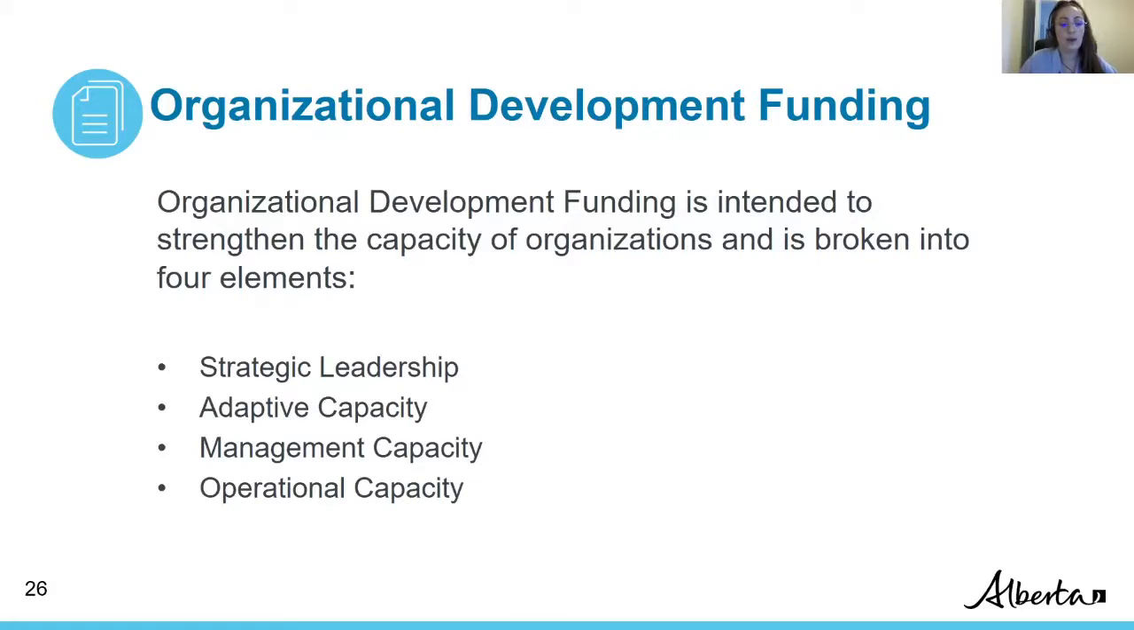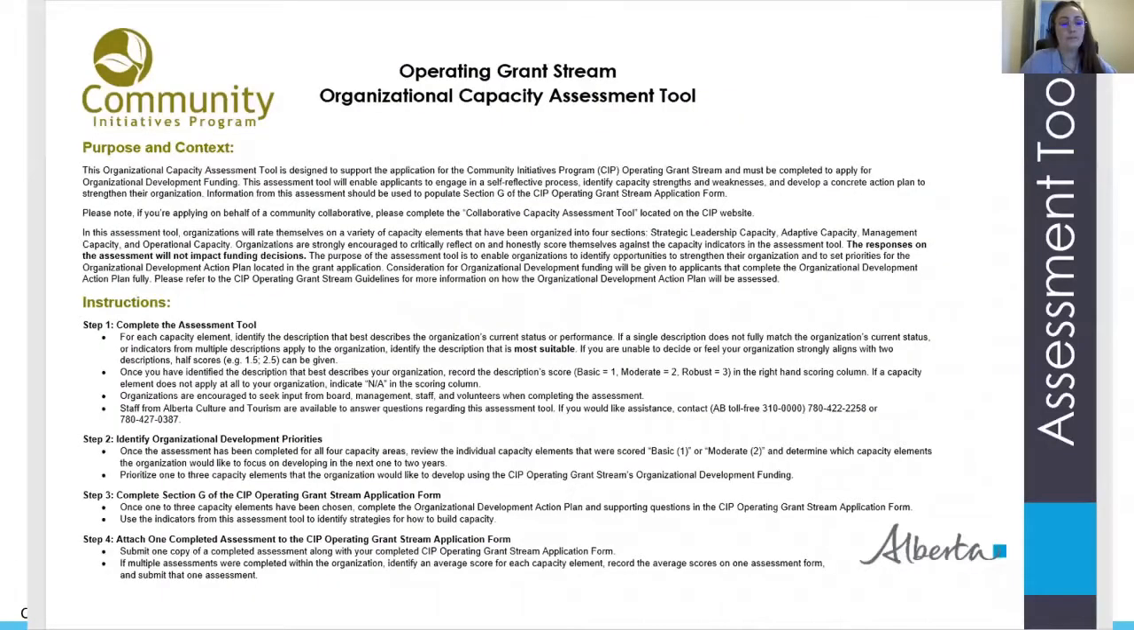You can find the capacity assessment tool form on the CIP operating website, which Lori will post in the chat box for you now. The organizational capacity assessment tool looks like this and includes 4 additional pages, 1 for each capacity element. The capacity assessment tool must be completed and submitted with the application along with a clear plan and/or quote of how the request will address the work to be done and increase organization capacity in that desired area.